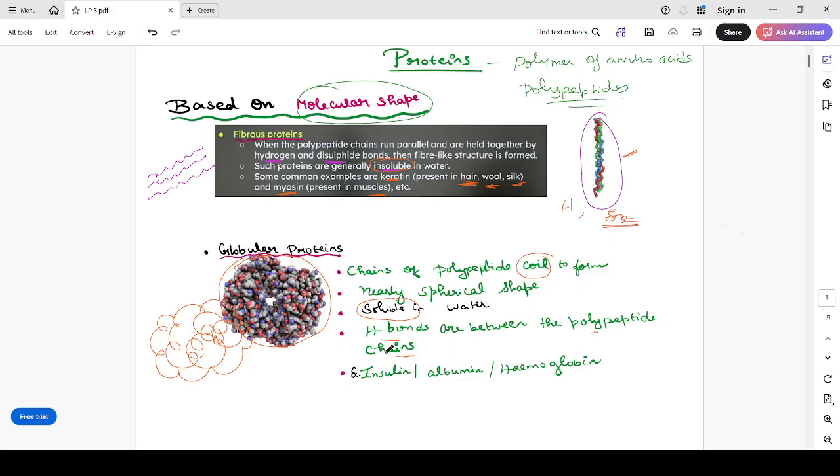Examples of globular proteins are insulin. How many amino acids does insulin have? Have any idea? Something like 50. Correct, they have 51 amino acids. There are two chains here, A chain and B chain. A chain constitutes 21 and B chain constitutes 30.